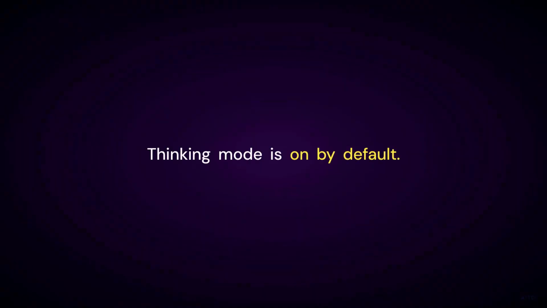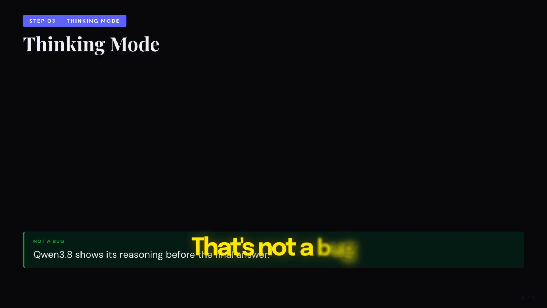Since thinking mode is on by default, you'll see the model reason through the problem before it gives you a final answer. That's not a bug, that's Qwen3.8 showing its work, and it's a big part of why this model handles harder coding and planning tasks better than models that just answer immediately. If you want faster, more direct answers on simple questions, you can turn thinking off entirely with a single command in the terminal.